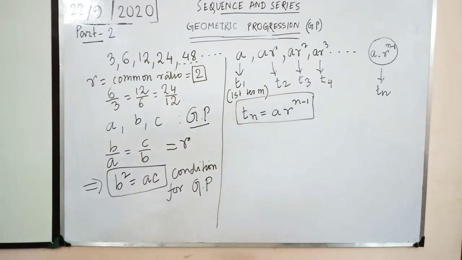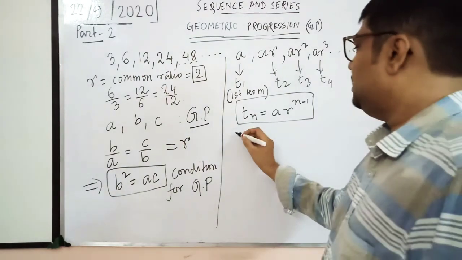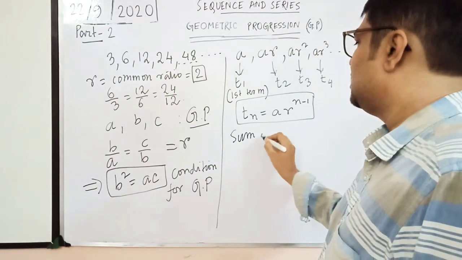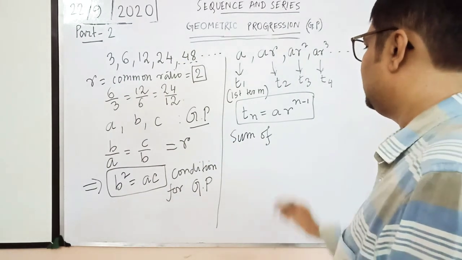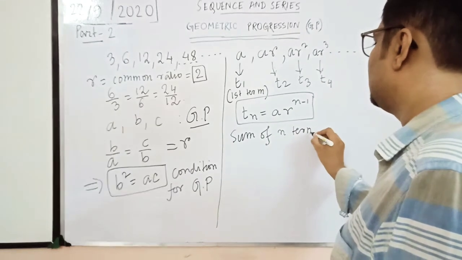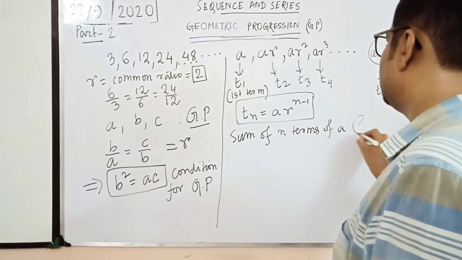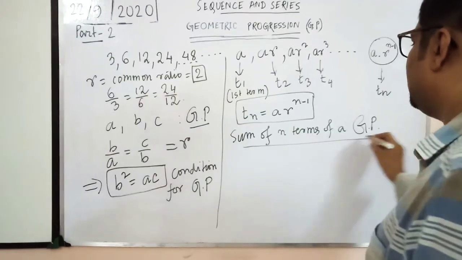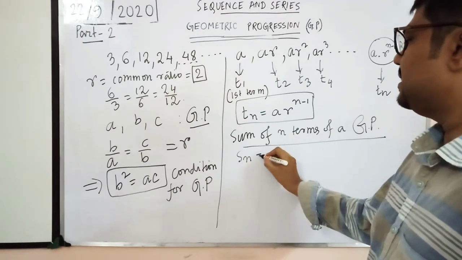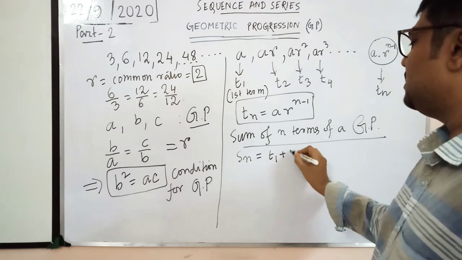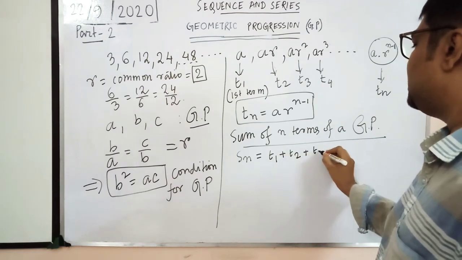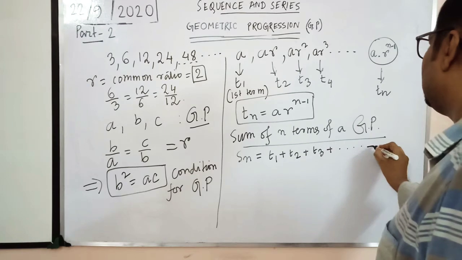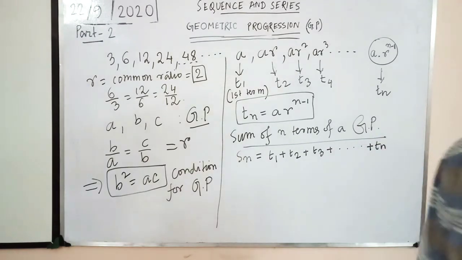Okay, so now after this we will learn the sum of n terms of a GP series. That means Sn will be equal to T1 plus T2 plus T3 up to Tn.